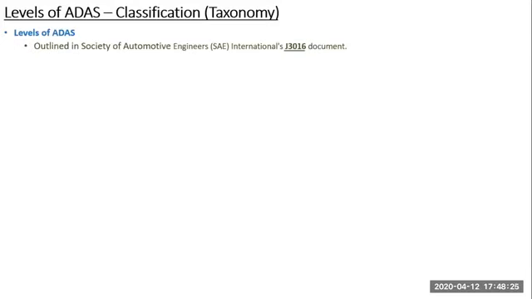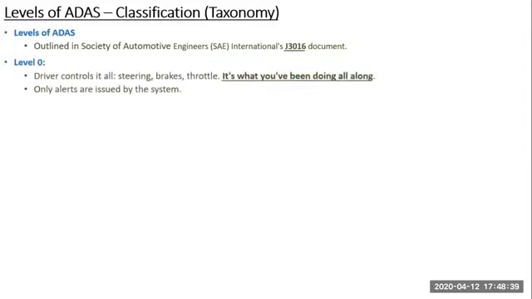Coming to the next slide, what are the levels of ADAS? By the way, these 6 levels of ADAS were outlined in the SAE document number J3016. And what is level 0? Level 0 is nothing but the driver controls it all. The steering, the brakes, the throttle. It's something which you have been doing all along.